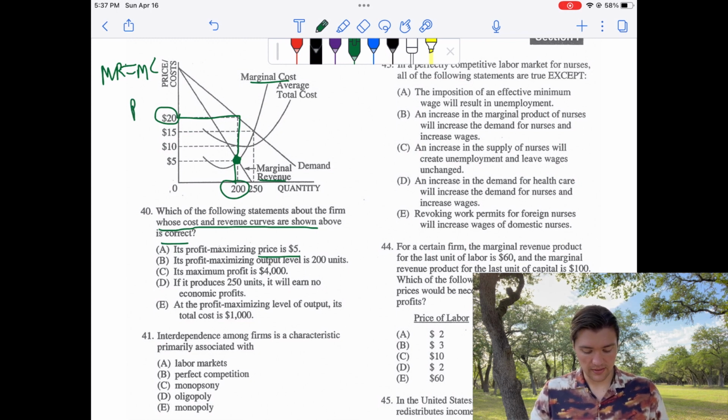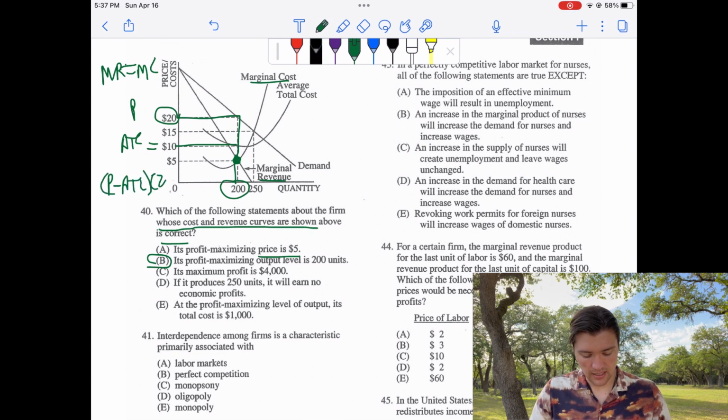Your profit maximizing output is 200. Yes. Is your profit $4,000? Well, your cost is 10, because how did I find that? I went up to the ATC. So my profit is price minus ATC times my quantity. So it would be 20 minus 10 times 200. So that would be 2,000. So my profit is not 4,000.